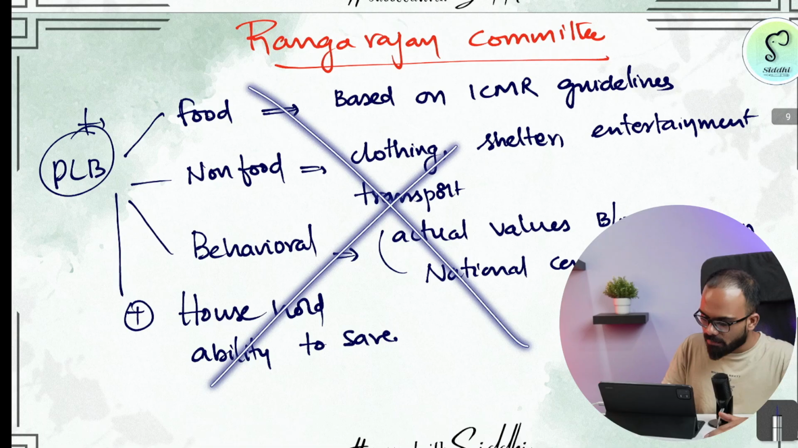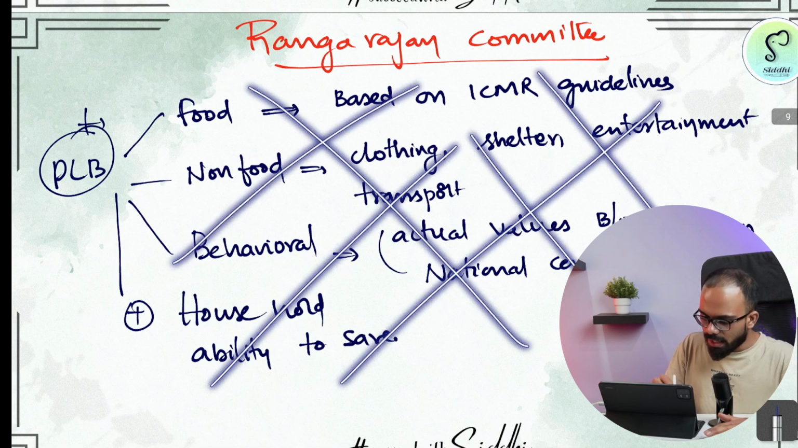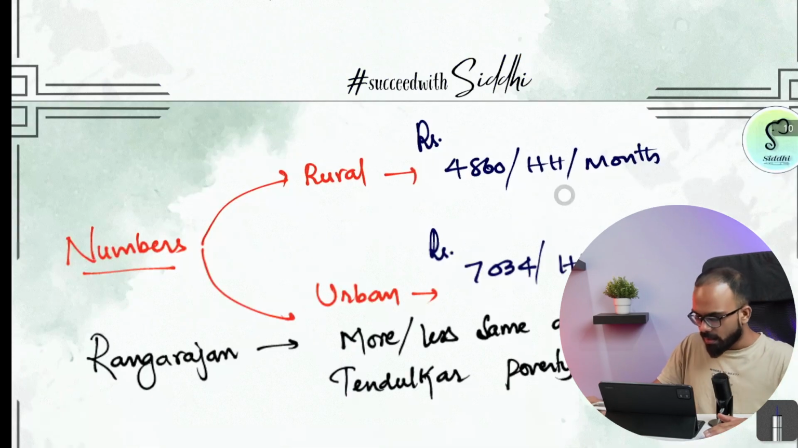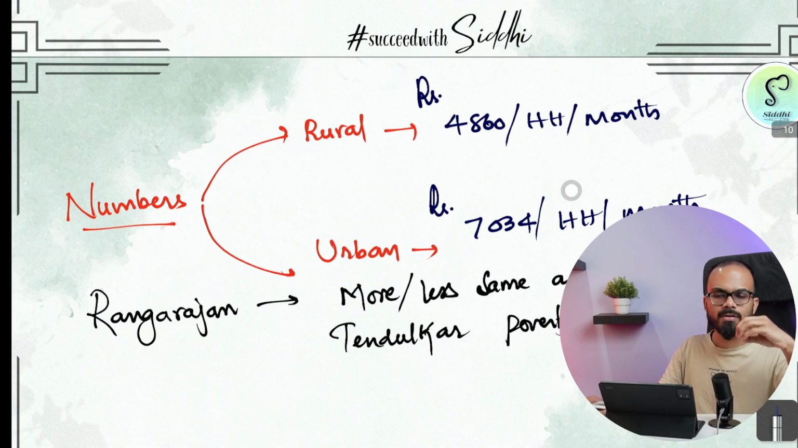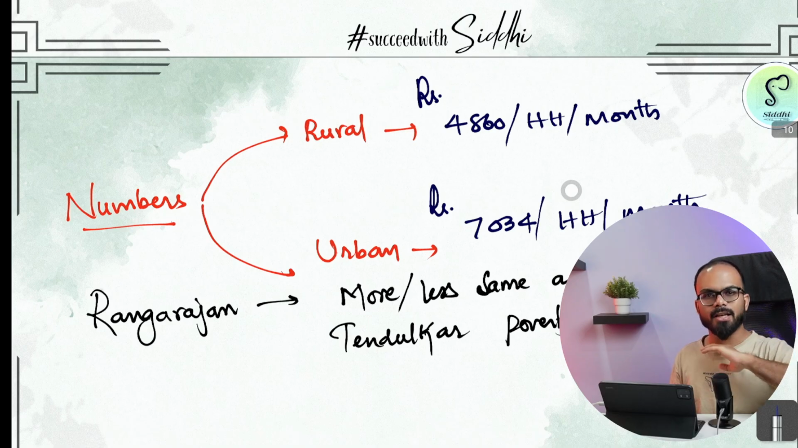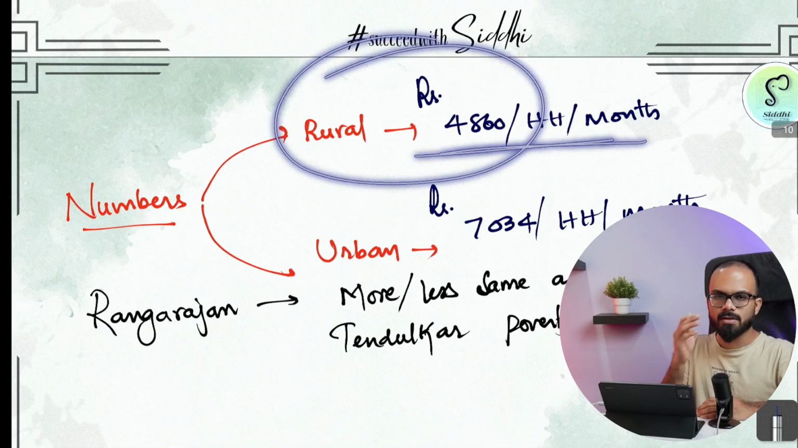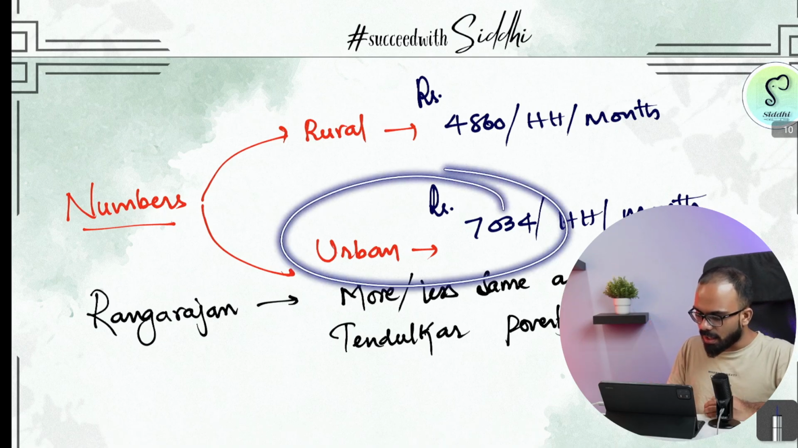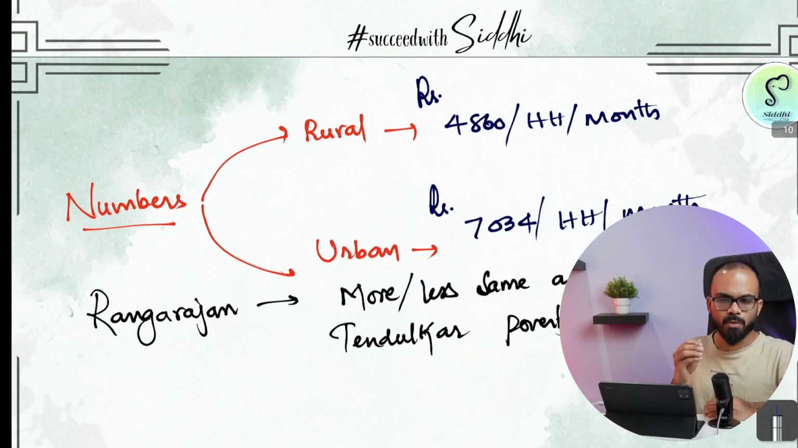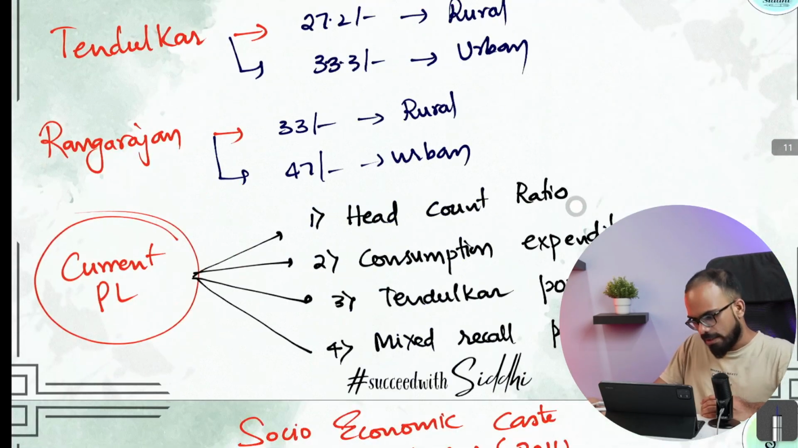Now, in the examinations, they might not ask you about the internal aspects of the Rangarajan committee, but the fact is that even the Rangarajan committee also prescribed more or less the same measures. With respect to the Tendulkar committee, they gave a single flat value of 5000 rupees per household per month. The Rangarajan committee came up with a change, and they said that in a rural household you need 4860 rupees per household per month, whereas in an urban household you need 7034 rupees per household per month. So even the Rangarajan committee is more or less the same as the Tendulkar poverty line, and nothing much has changed.